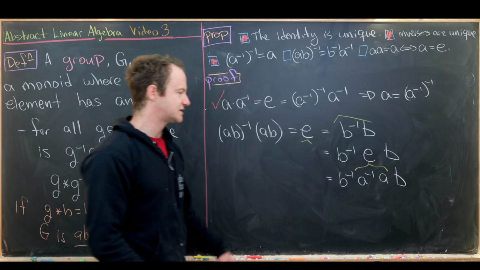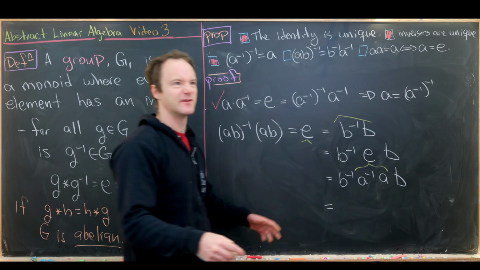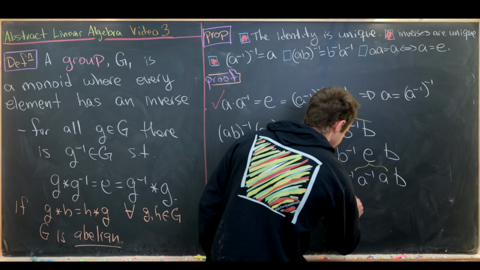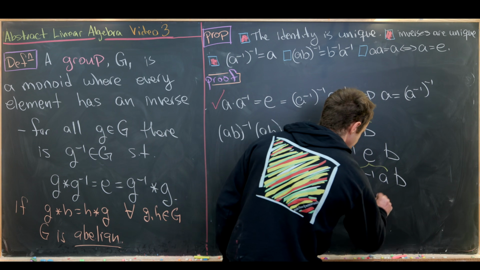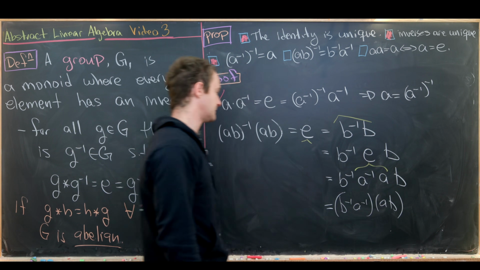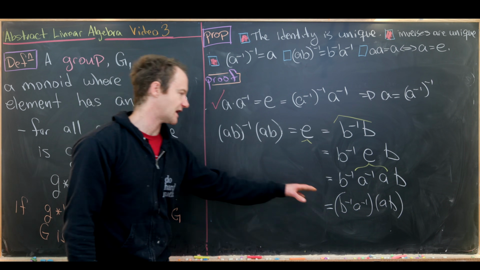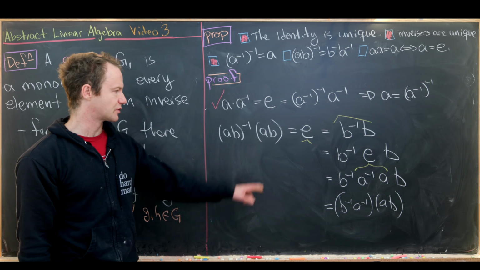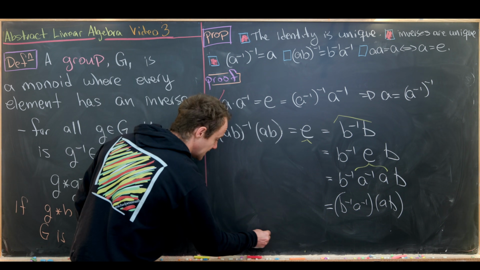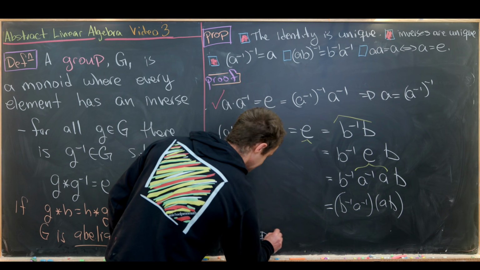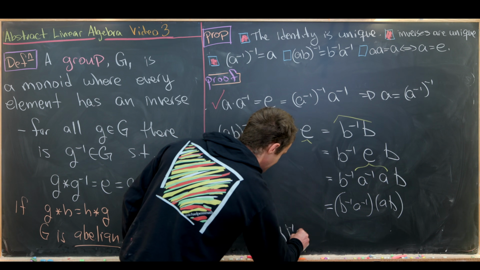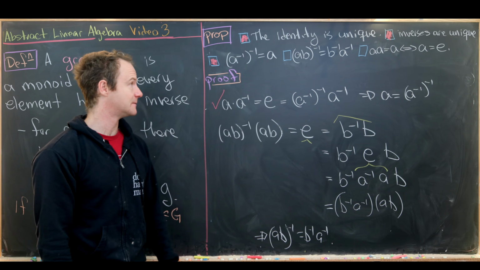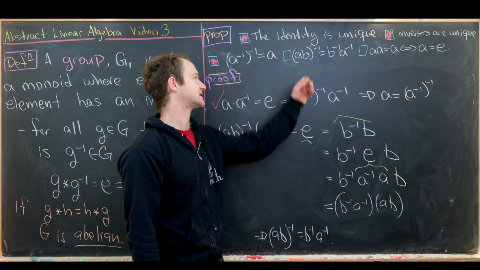Okay, but now let's do a little bit of grouping here. We can freely group because we have associativity. So this is going to be the same thing as B inverse A inverse times AB. But now let's look at the extreme left and right hand side and notice we can use our cancellation rule, which we just proved, to cancel the A times B from both sides. And that gives us (AB) inverse is equal to B inverse A inverse, as needed. Okay, so that proves this next to last result.